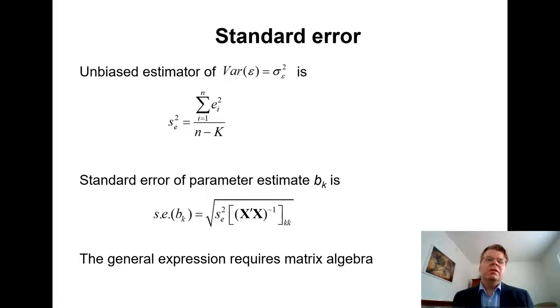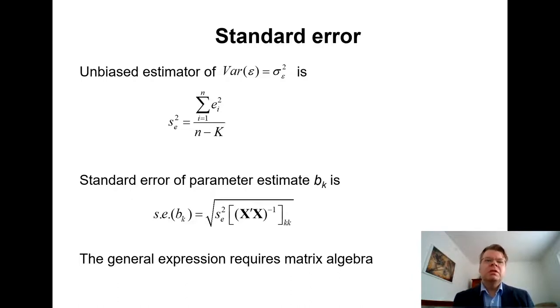So firstly, we need to estimate the variance of the error term, but also the standard error depends on those explanatory variables. And in the general case, remember the standard error was the estimated standard deviation. So I will indicate the standard error by s.e. of b_k. So for the kth variable, we can calculate it with this kind of formula with the square root, and we have the product of this estimated variance of the error term, and the kth diagonal element of the inverse matrix, which depends on these x variables.